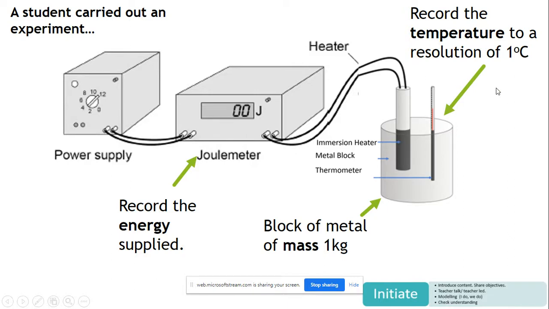If they used a digital thermometer, their resolution might be 0.1 degree. Or if they had a really expensive thermometer, it might be 0.01 of a degree. So the resolution is telling us about the smallest degree of change we can measure here. Okay.